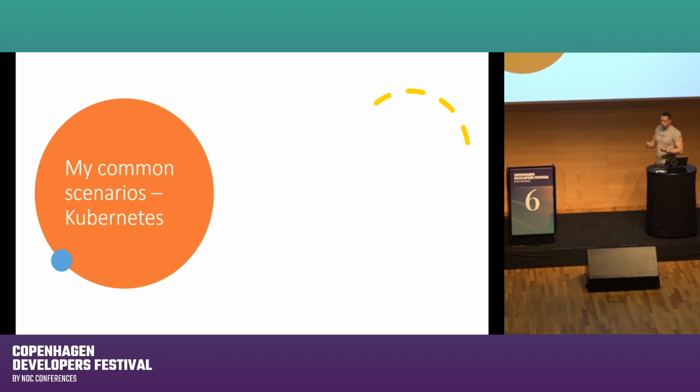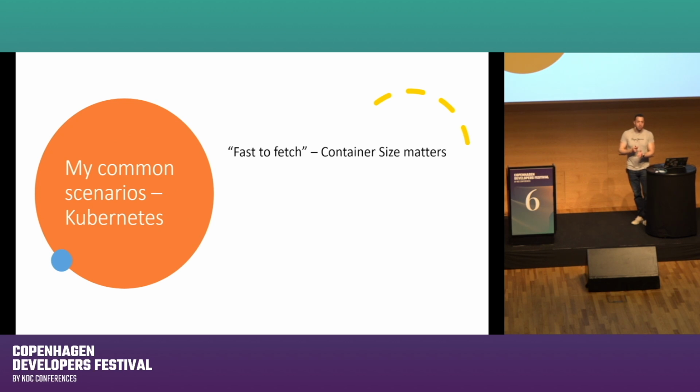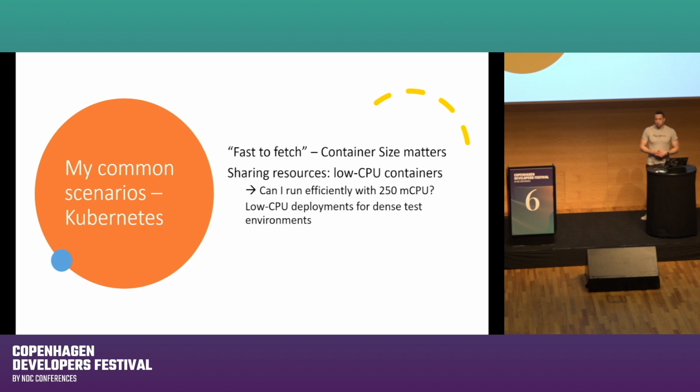I like to run things in Kubernetes. As I mentioned, container size really matters, especially when deploying to on-premise environments and hybrid environments, things like deploying on the edge. That's really where these size considerations come in. But I also like to have test environments with lots of instances running side by side, or jobs that run with low CPU.